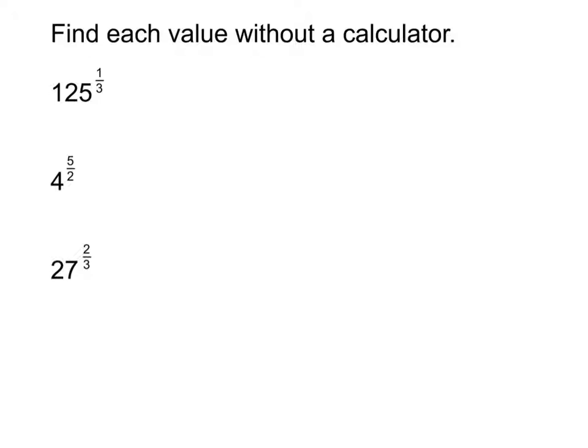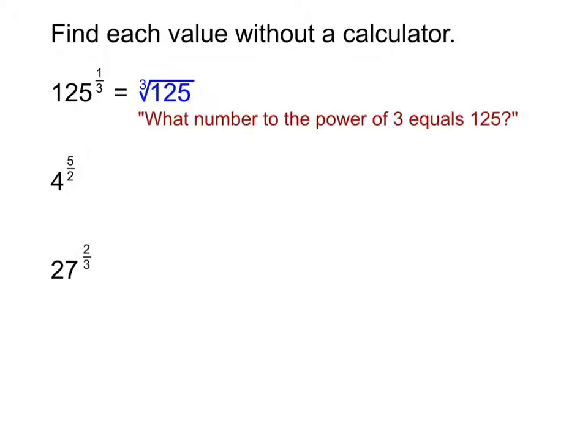Now for most people, looking at it just in this form is pretty tricky to do. But if we change the form a little bit, it all of a sudden makes it very doable. Because, of course, we know that the power of 1/3 is the same as the cube root. So when you take a look at that first one, 125 to the 1/3 is actually the cube root of 125. This now is a much easier problem to solve.